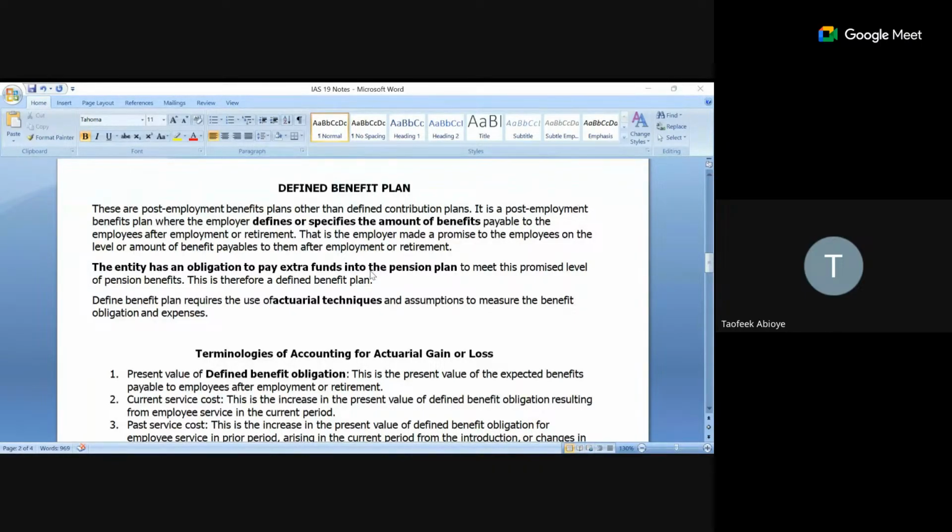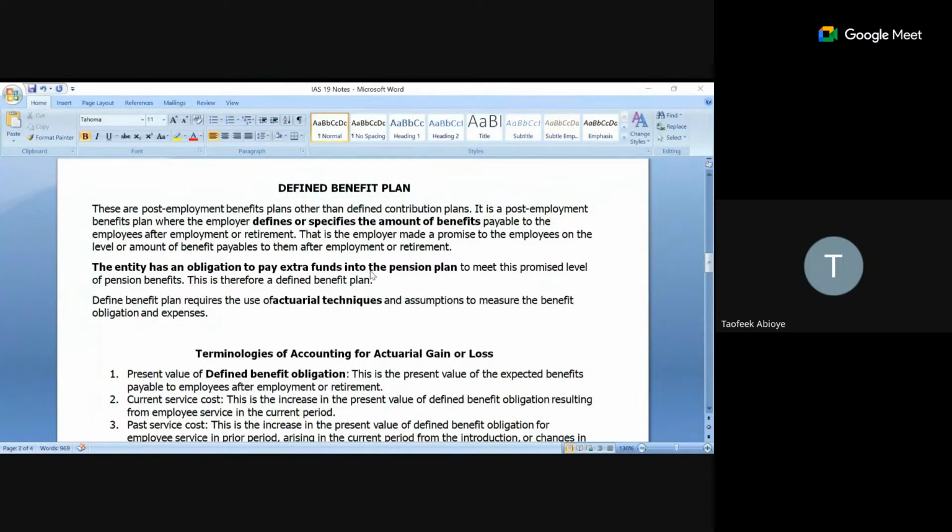But in a defined contribution plan, you just wake up one day and decide that you will be paying 10% of each employee's salary into a pension plan that will be used to settle. If that 10% meets it, fine. If it does not meet it, it does not concern you. Hope you get it now. It is very straightforward. IAS 19 is very, very straightforward.